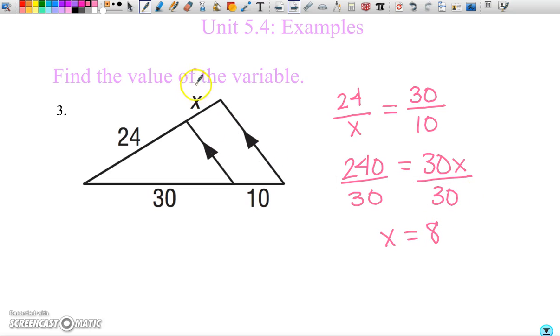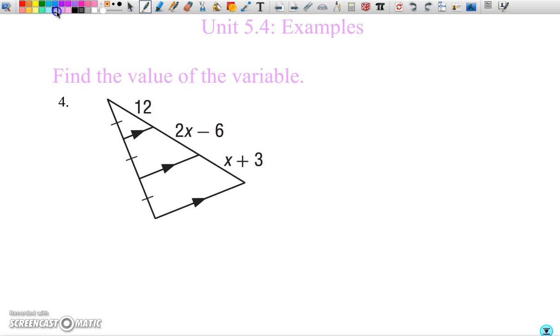There you go. And if you were to plug this in and double check, so let's say I put 8 right here, 24 over 8 is 3, and 30 over 10 is also 3. So we know for sure that we have solved this correctly. All right, cruising right along.